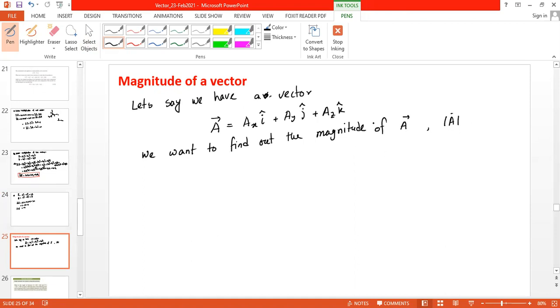Now, to get the magnitude of A, let's take a dot product of A with A. Let me write it this way. A dot A means magnitude of A times magnitude of A, right? The magnitude of this A is A, and the magnitude of this A is A.